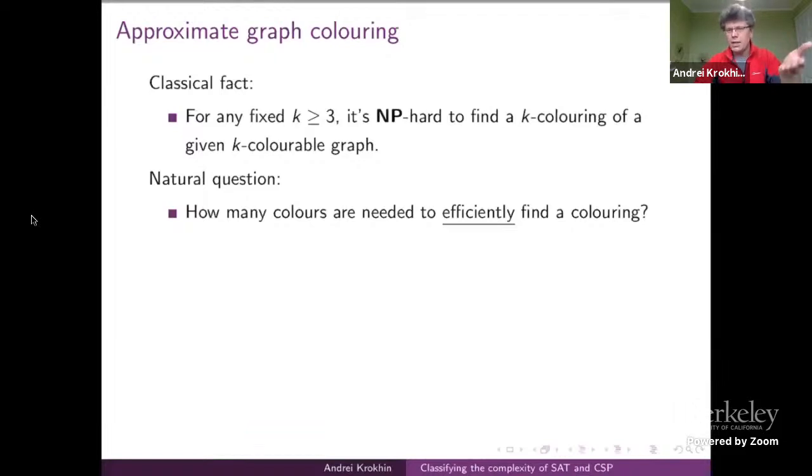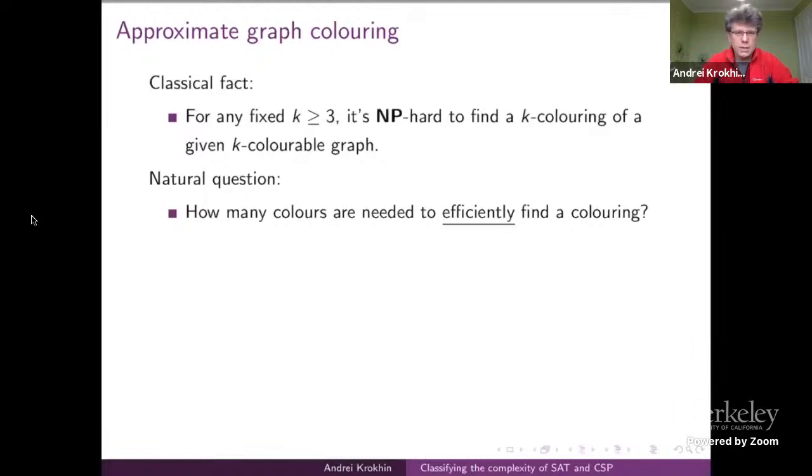If the answer is a k-coloring, then your graph is k-colorable. If your answer is something else, then your assumption about k-colorability was false, and your graph is not k-colorable. So that was pretty easy, and that was known for ages, since the early 70s probably.